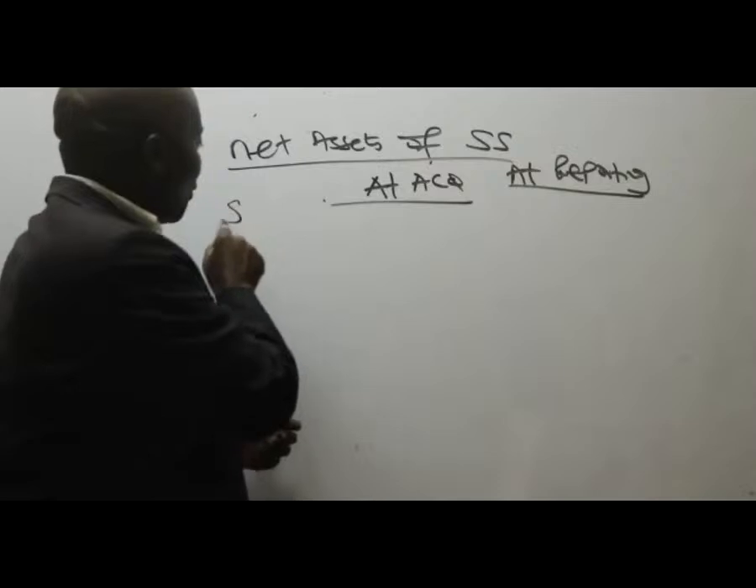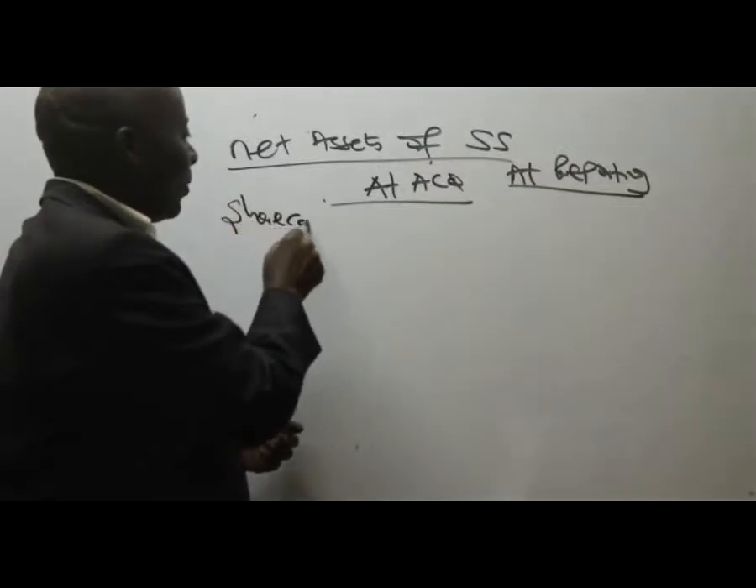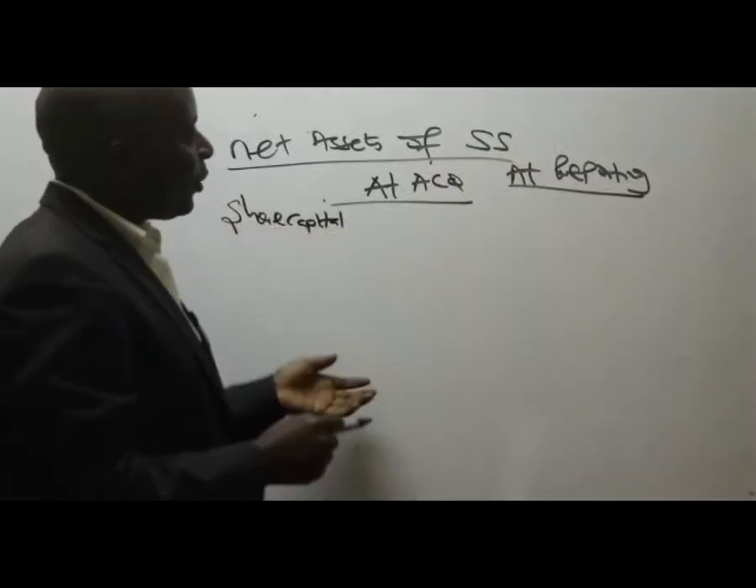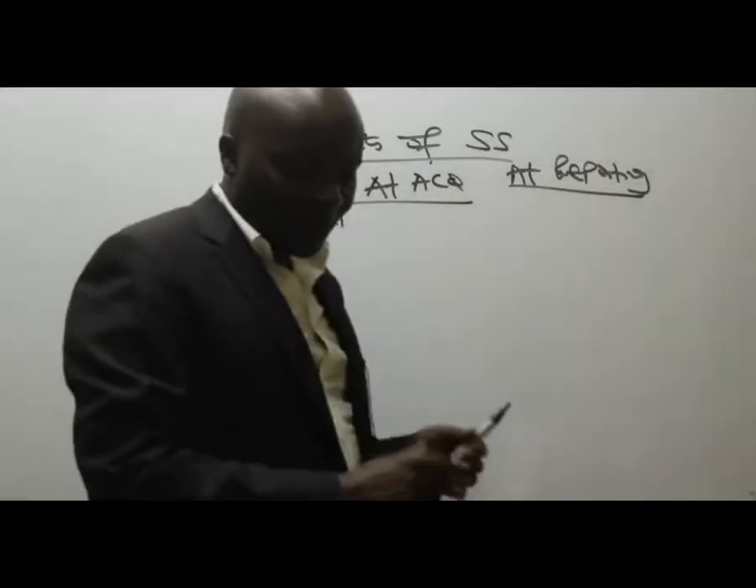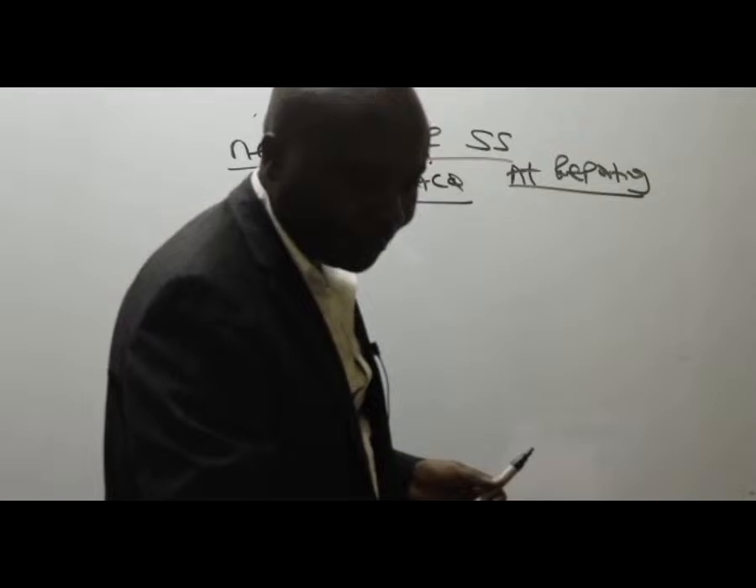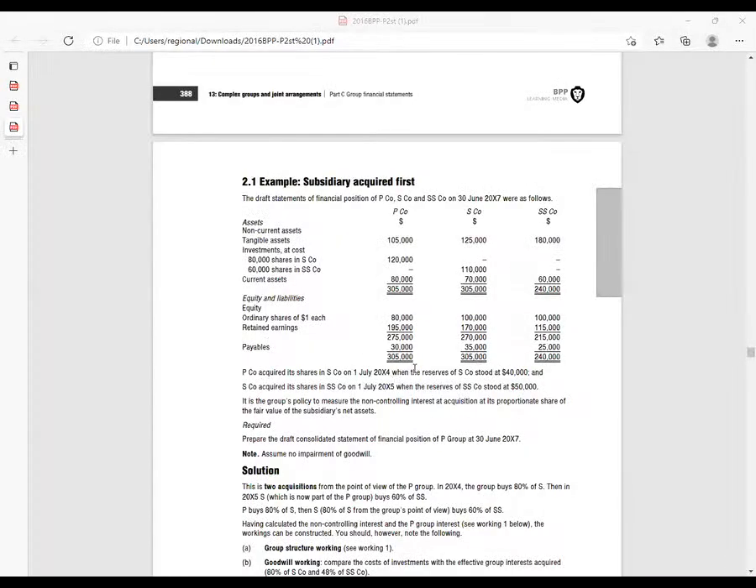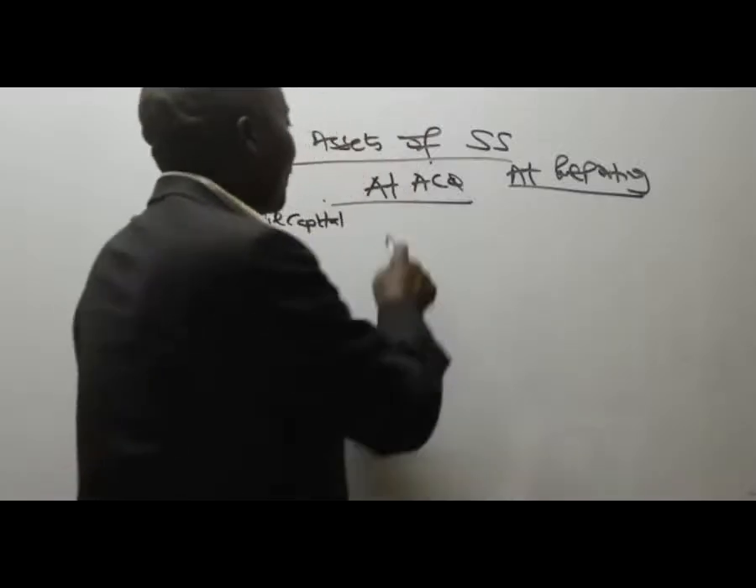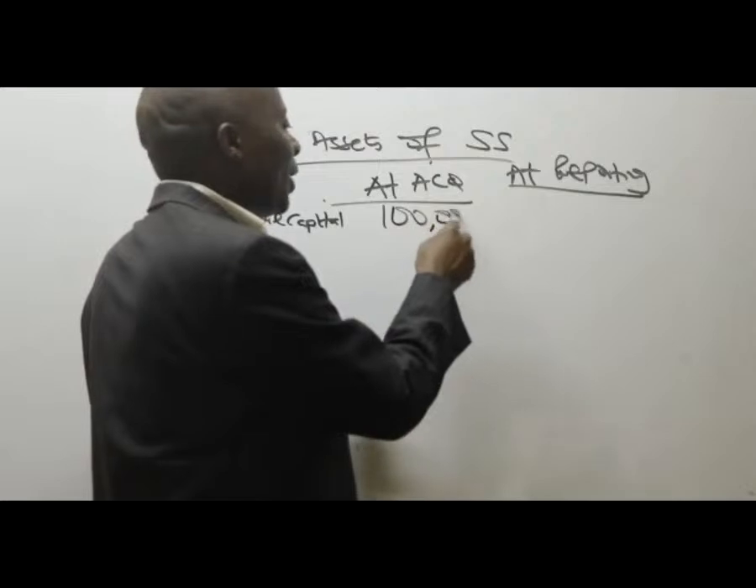So I'll start always with share capital, your subsidiary, your SS. What does the share capital of the subsidiary SS say? It's 100,000. This does not change, this is free marks.